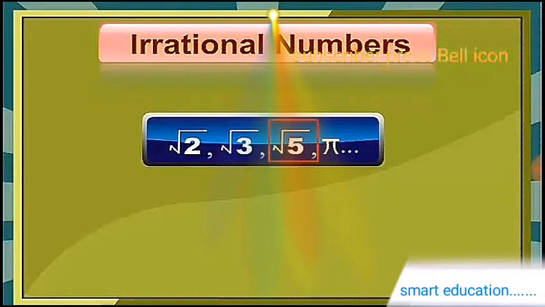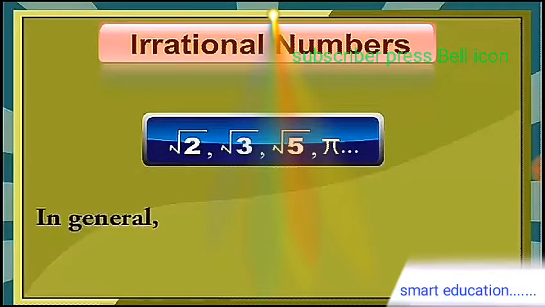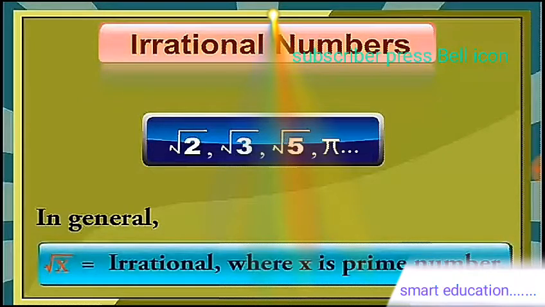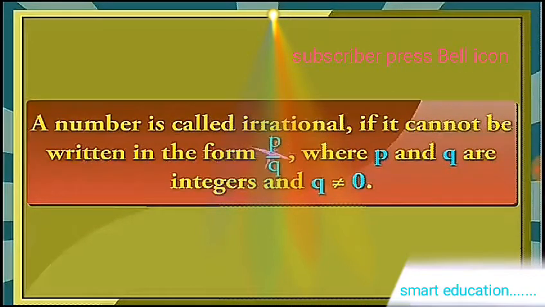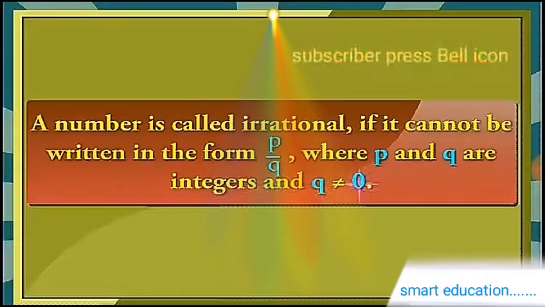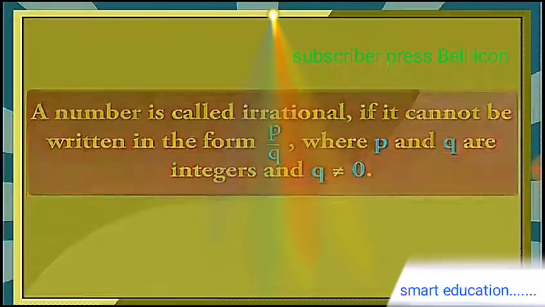Square root of 2, square root of 3, square root of 5 and pi are irrational numbers. In general, square root of x is irrational where x is a prime number. We can have a simple definition of irrational numbers. A number is called irrational if it cannot be written in the form of p upon q, where p and q are integers and q is not equal to 0.